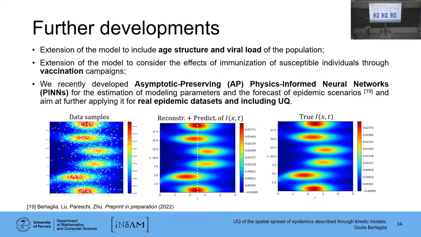So just to conclude, we would like to further extend this model to take into account also the age structure of the population, which is an essential feature to study epidemics like COVID-19, for example, and also the viral load related to the infectious disease. And then we would, of course, like to extend this model to include also vaccinated people. And we recently also developed an asymptotic preserving physics informed neural network framework to estimate the modeling parameters and also to forecast some epidemic scenarios in a multi-scale way. Considering that the asymptotic preservation property is fundamental if we want to obtain physically consistent predictions and reconstructions.